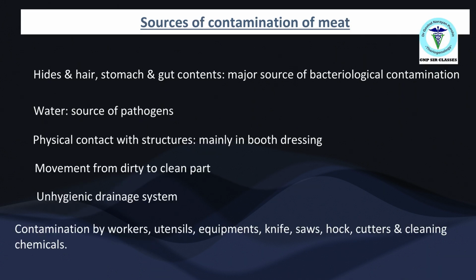Sources of contamination of meat are the following: hides and hair; stomach and gut contents, a major source of bacteriological contamination; water, a source of pathogens; physical contact with structures, mainly in booth dressing; movement from dirty to clean part; unhygienic drainage system; contamination by workers, utensils, equipment, knives, saws, hooks, cutters and cleaning chemicals.